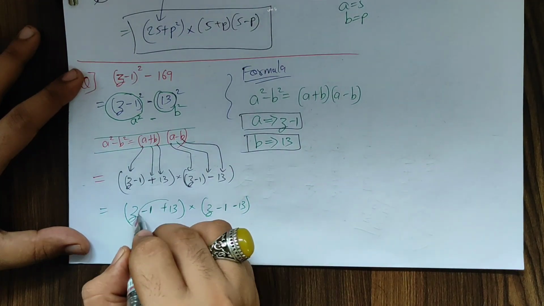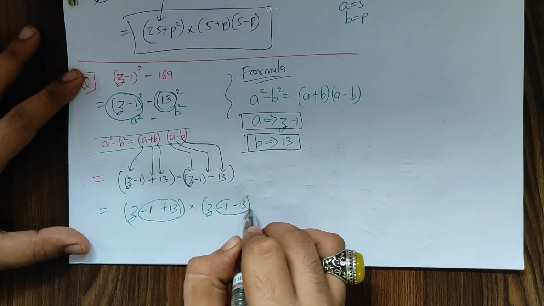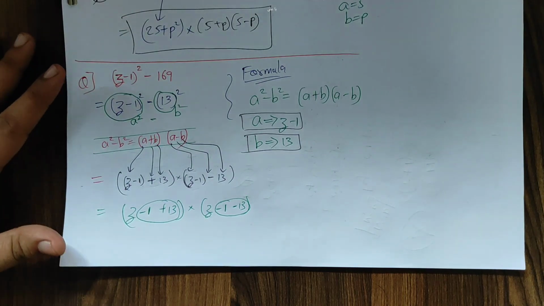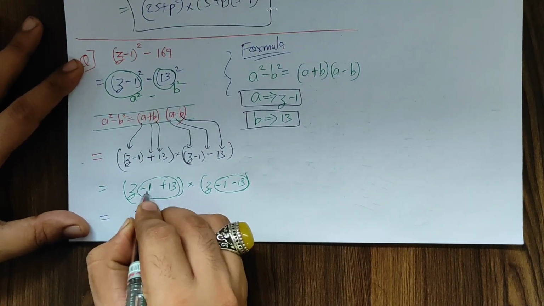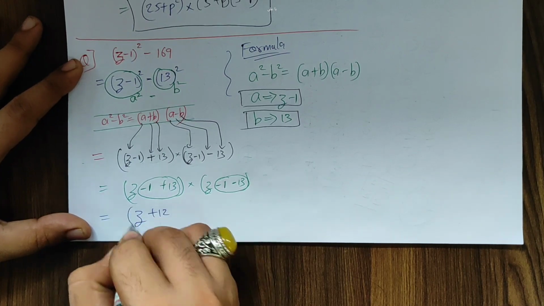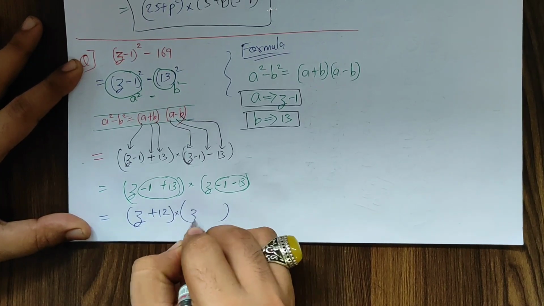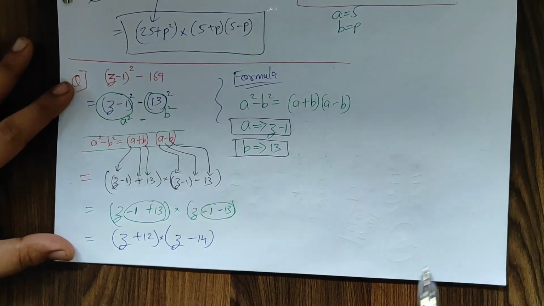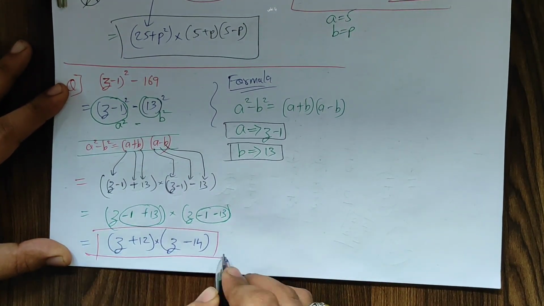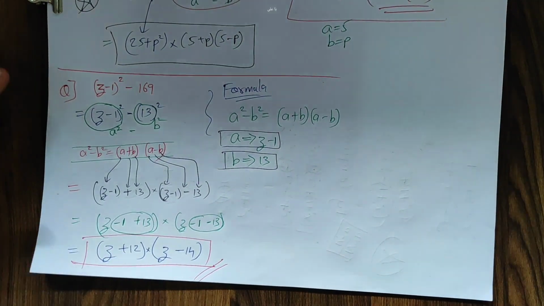Definitely I can solve this. Minus 1 and plus 13, minus 1 and minus 13. See this please. z minus 1 plus 13 is z plus 12, multiplied by z minus 1 minus 13, which is z minus 14. And that's it, students. This is our answer please, all of you. Pause the video please and do it fast, everyone.